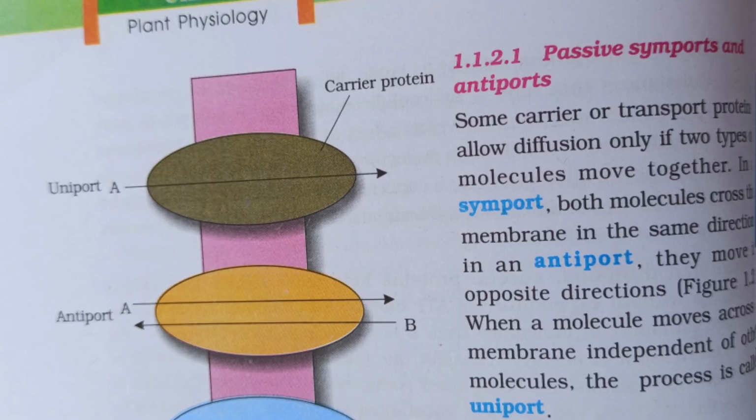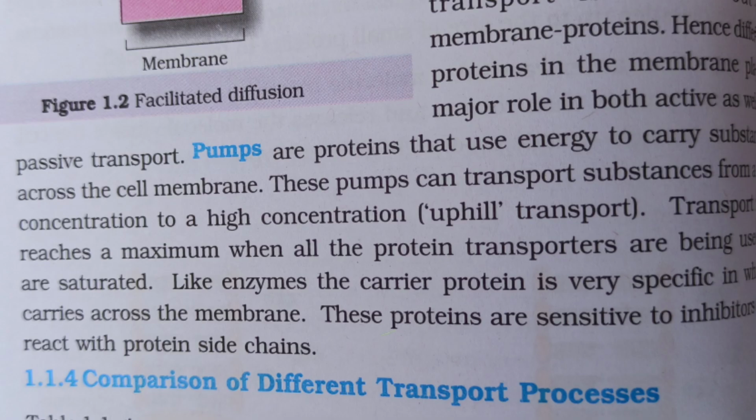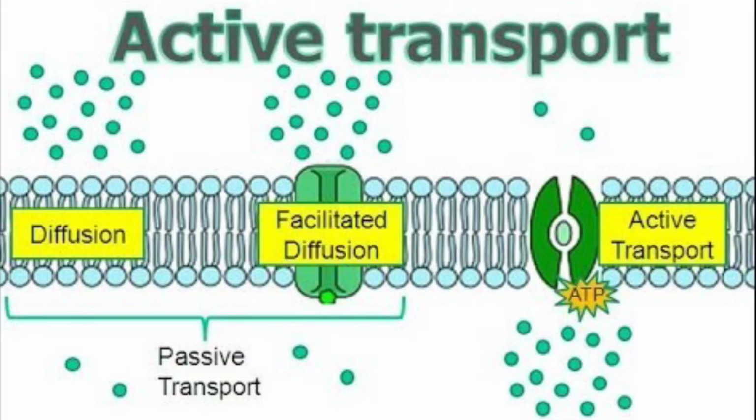Some carrier proteins or transport proteins allow diffusion only if two types of molecules move together. If they move in the same direction, that is important. If a molecule moves across the membrane independently or in one direction, this is called uniport. Active transport uses energy to pump molecules against a concentration gradient. Active transport is carried out by membrane proteins.